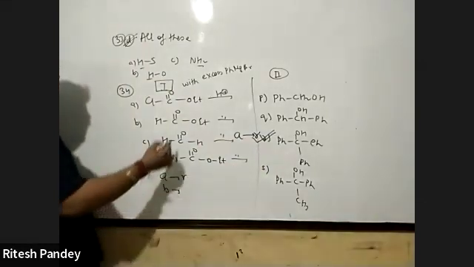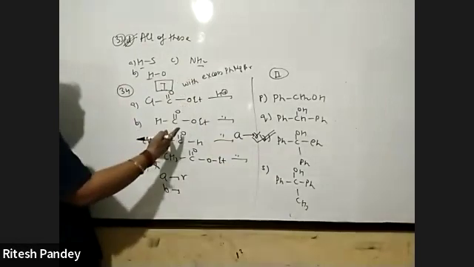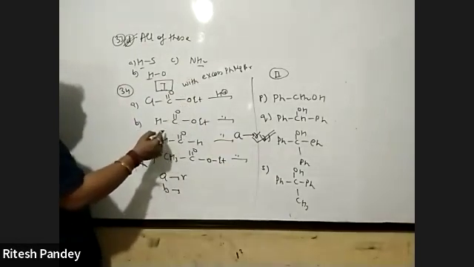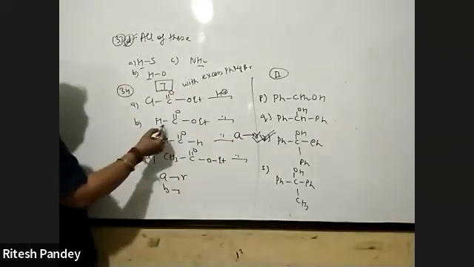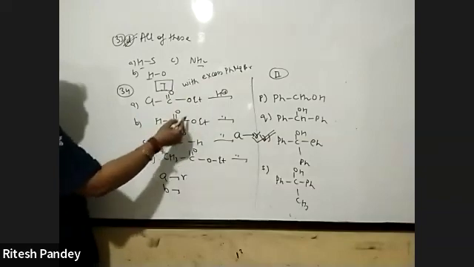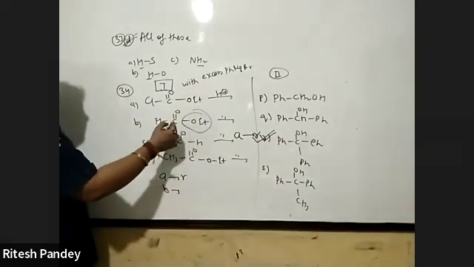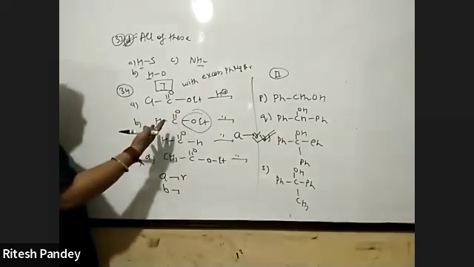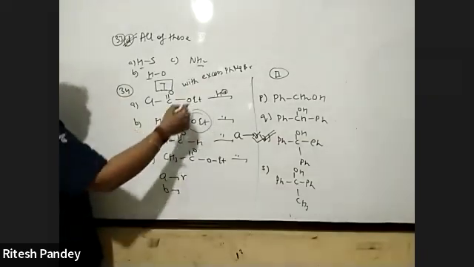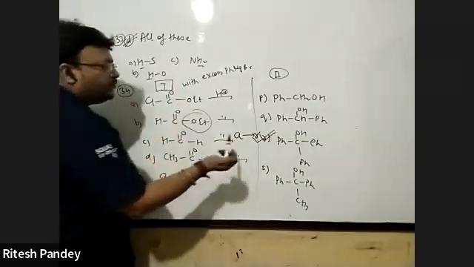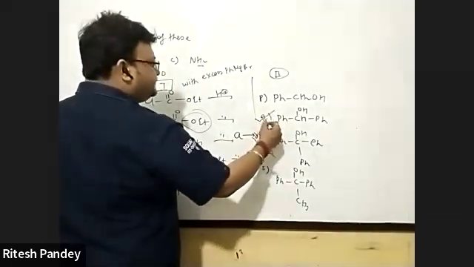B naturally requires 2 moles of PhMgBr. In the process, this Ph comes to the left, this Ph comes to the right, and this benzaldehyde would react with 1 mole, which will give you a 2-degree alcohol. So it will be Ph-CH(OH)-Ph. 2 Ph will remain, right?